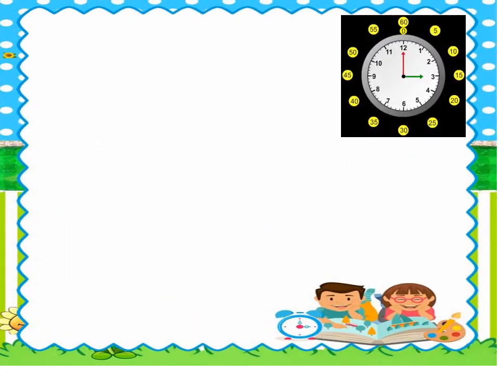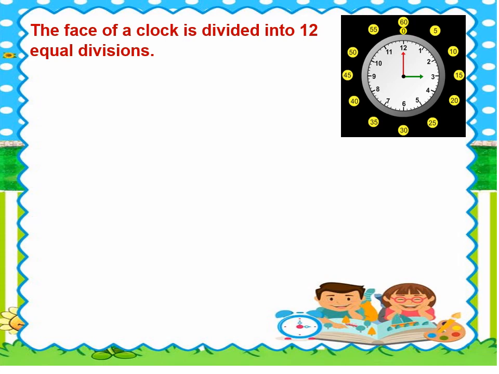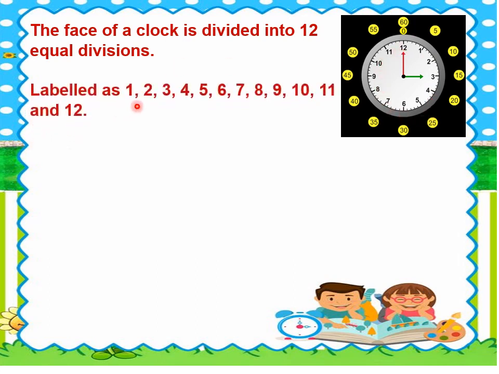So we know that this is a clock. First we will see the introduction about the clock. The face of a clock is divided into 12 equal divisions. How many equal divisions are there in the clock? 12 equal divisions. You can see numbers starting from 1 to 12, labeled as 1, 2, 3, 4, 5, 6, 7, 8, 9, 10, 11 and 12.